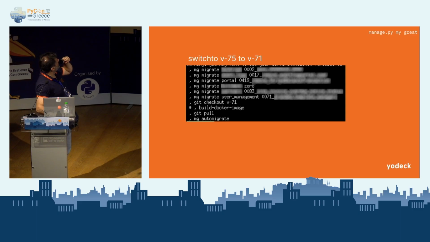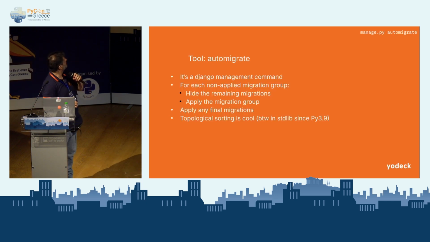Another example: if I go 4 releases back, then obviously the changes are much more. And you see, many of our Django applications need to go back even to 0 in the beginning. In the end, you see auto-migrate, which is the other tool I'm going to talk about.